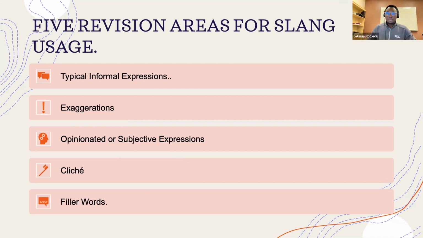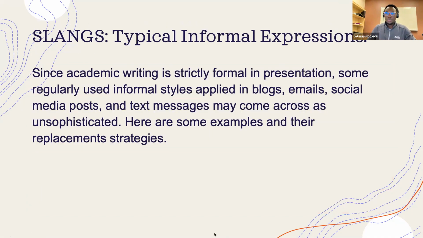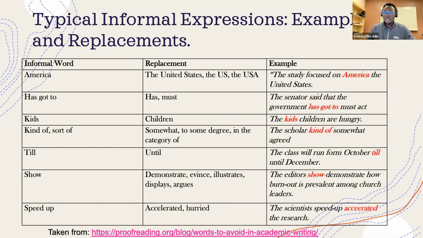So the first one, typical informal expressions. Since academic writing is strictly formal in presentations, some regularly used informal styles applied in blogs, emails, social media posts, and text messages may come across as unsophisticated. So here are some examples and their replacements.